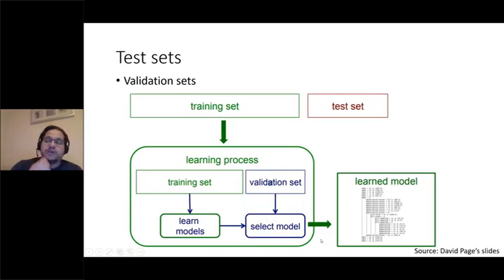There is another solution that divides things into 3 sets. The training set is again divided into training set and validation set, and the test set is left out. The learning process takes the training set and learns with it, and the validation set will be used to select the model. So the validation set is leaking inside the algorithm, of course, because we are using it to select the model.